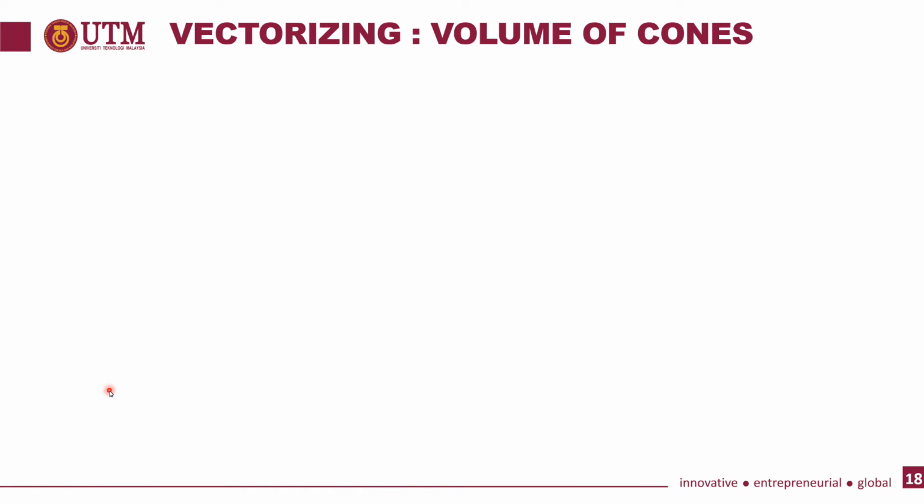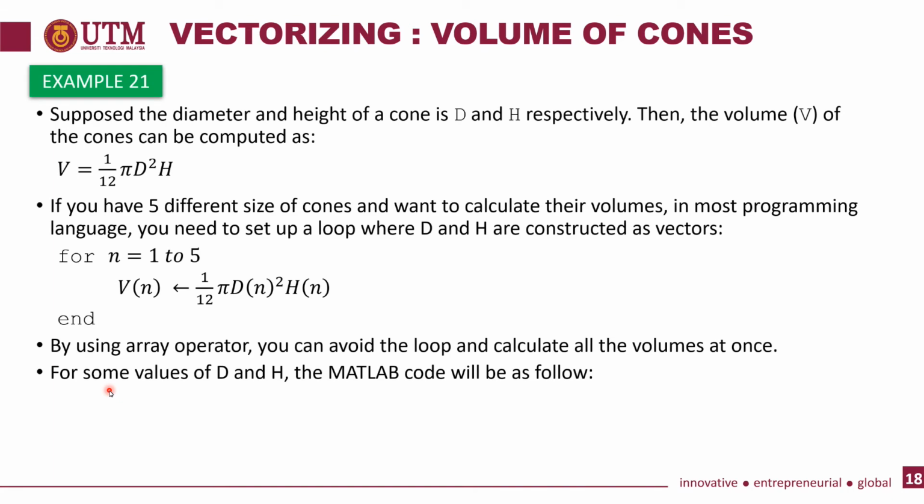So next example is the volume of cones, okay? So example number 21, all right? So suppose the diameter and height of a cone is d and h respectively. Then the volume V of the cones can be computed as, so this is the formula that has been given, V equals 1 over 12 pi d to the power of 2 h. So if you have 5 different sizes of cones and want to calculate their volumes, in most programming languages you need to set up a loop where d and h are constructed as vectors.